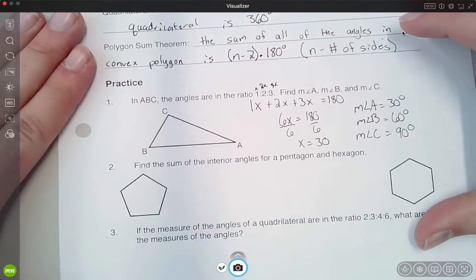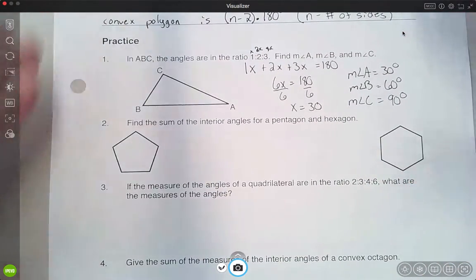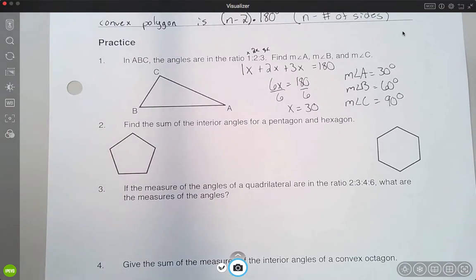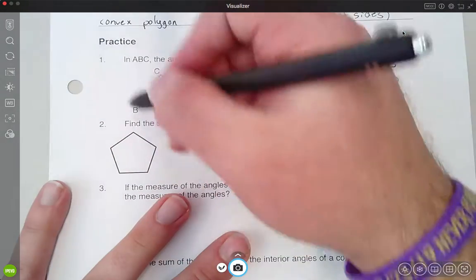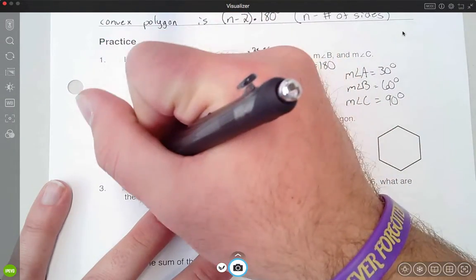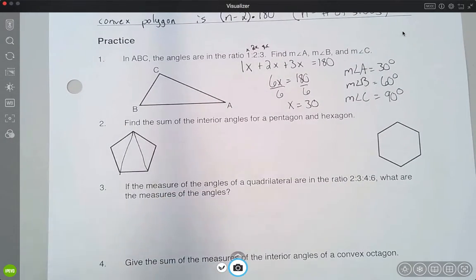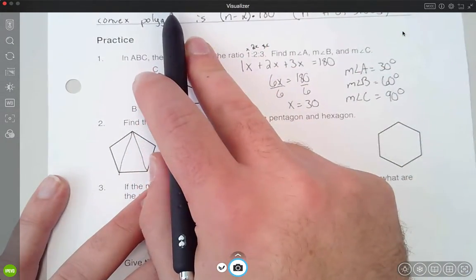Next one here is going to be number 2. Number 2 is asking us to find the sum of the interior angles of a pentagon and a hexagon. So I have a pentagon here. We could try and draw in all of our triangles, or we now have our theorem that can help us. So our theorem up here for polygon sum says that I'm going to do n minus 2 times 180.